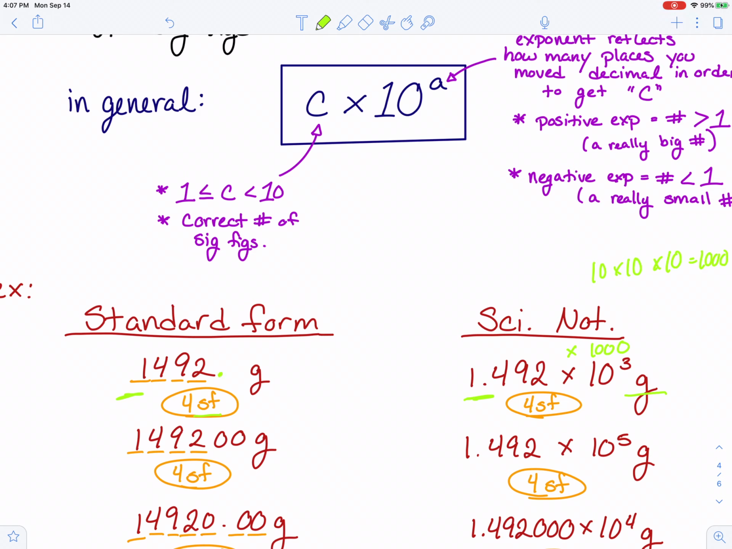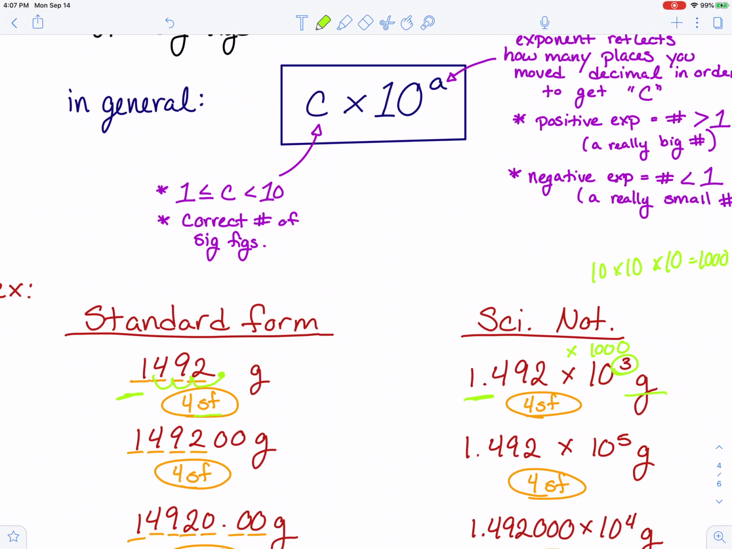Now generally, what I do is I just see how many times I would have moved my decimal. If I look at standard notation, my decimal would have been here after the 2. I move it 1, 2, 3 times. That tells me that my number is going to be times 10 to the 3. So if you move your decimal 3 times, then your exponent is going to be 3.